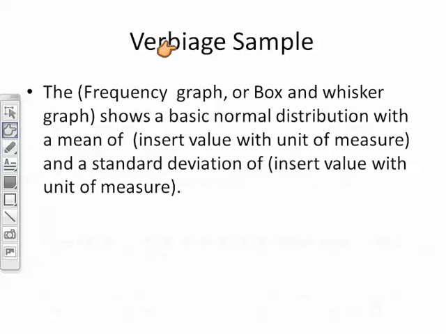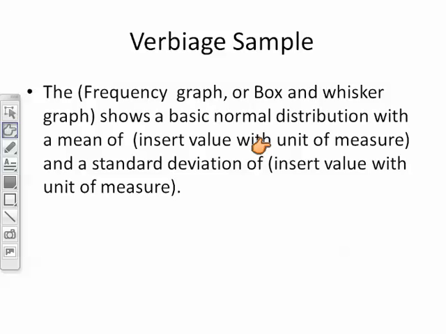What kind of verbiage would we use in that situation? You would say the frequency graph or the box and whisker graph of this data shows a basic normal distribution with a mean of some value with the unit of measure on it, and the standard deviation of some value with its unit of measure. This is doing two things. One, you're saying it's normal, and you're tying it to the question by making certain you're putting those unit measures on there.